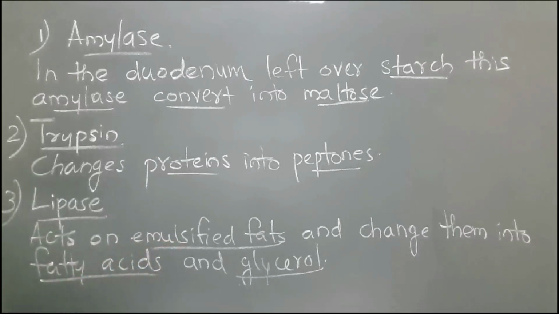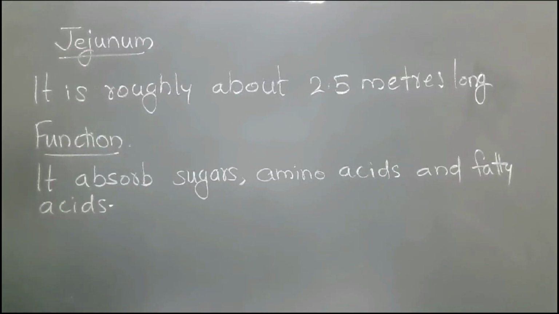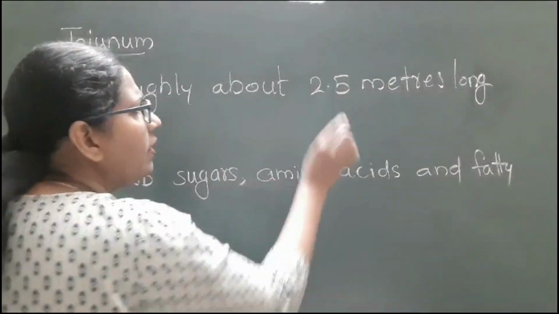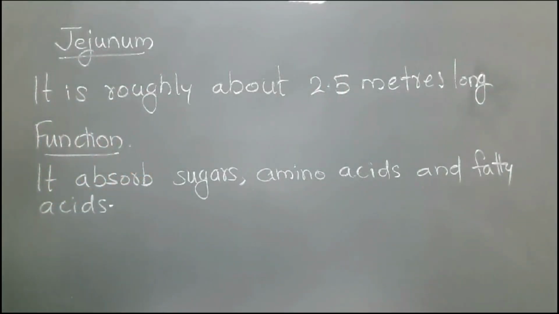fatty acid and glycerol. The first part of the small intestine is duodenum. We learned about it. Now the second part of the small intestine is jejunum. It is roughly about 2.5 meters long. The function of jejunum is to absorb sugars, amino acids and fatty acids.